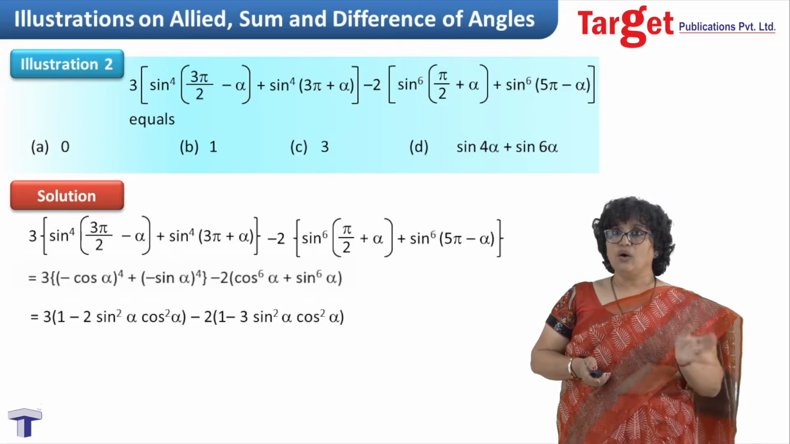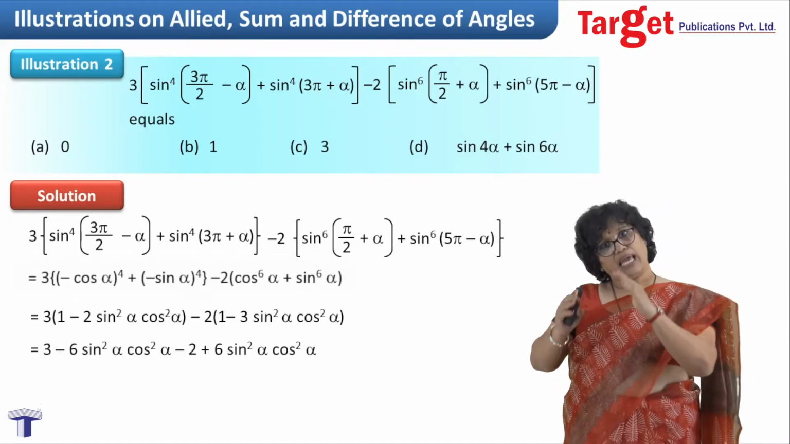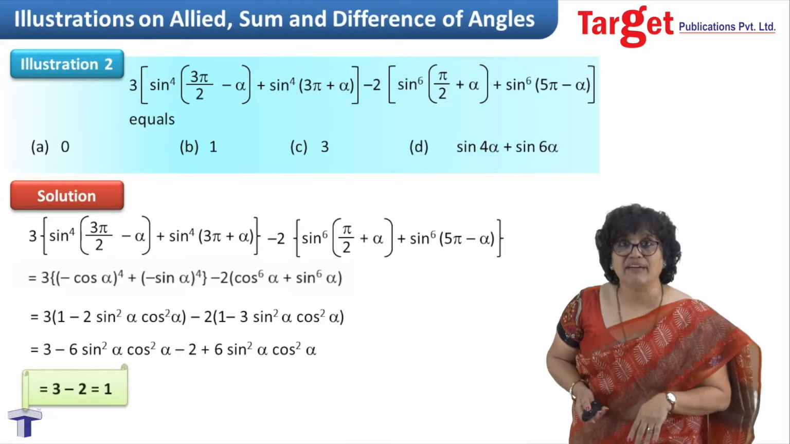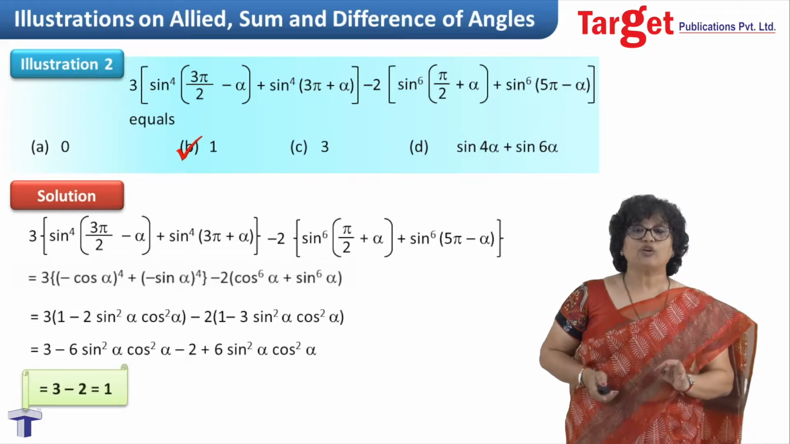Normal algebra, the only thing is those algebraic terms have now become trigonometric terms. I keep simplifying it and finally I get 3 minus 2, and the answer is 1. So the correct option is B.